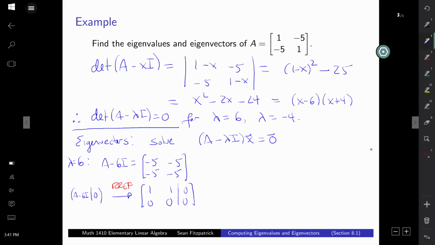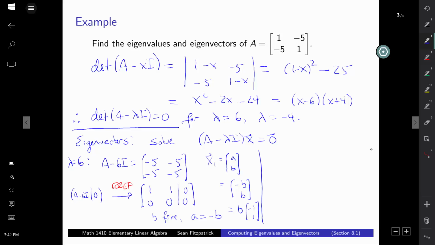So if our x, maybe call this x1, looks like a, b, we can see that b is free. A plus b equals 0, so a equals minus b. So this looks like minus b, b, so it's b times minus 1, 1. What we do is say I can take b to be any number I want, so any scalar multiple of an eigenvector will do. So you choose the basic eigenvector: you set your free variable equal to 1, and you take the vector that's left.